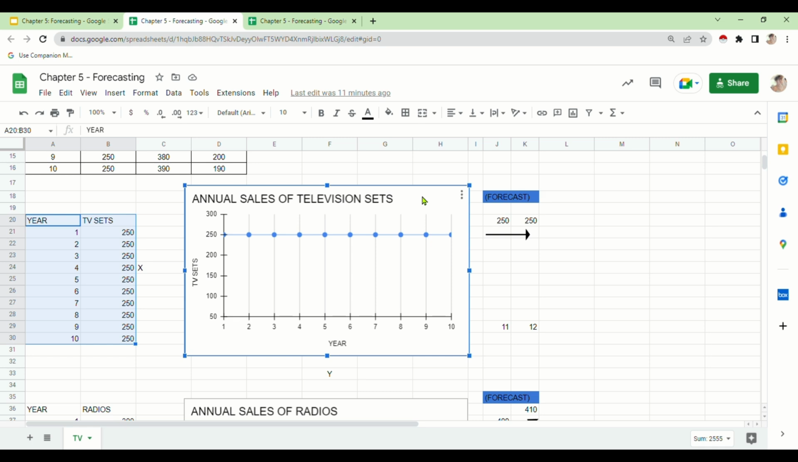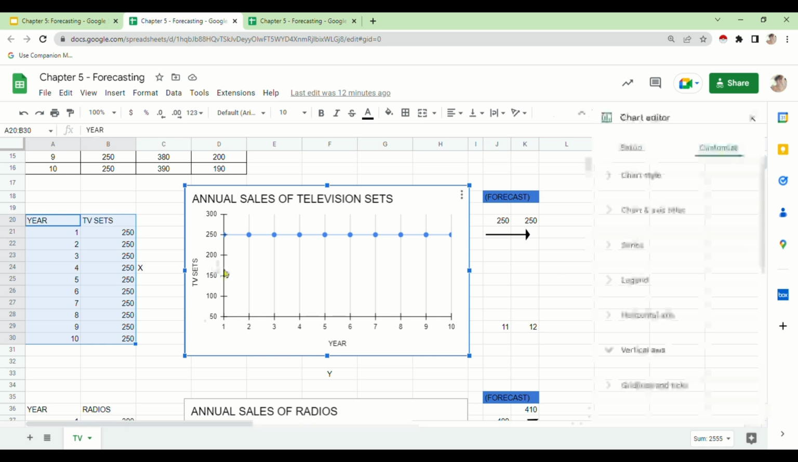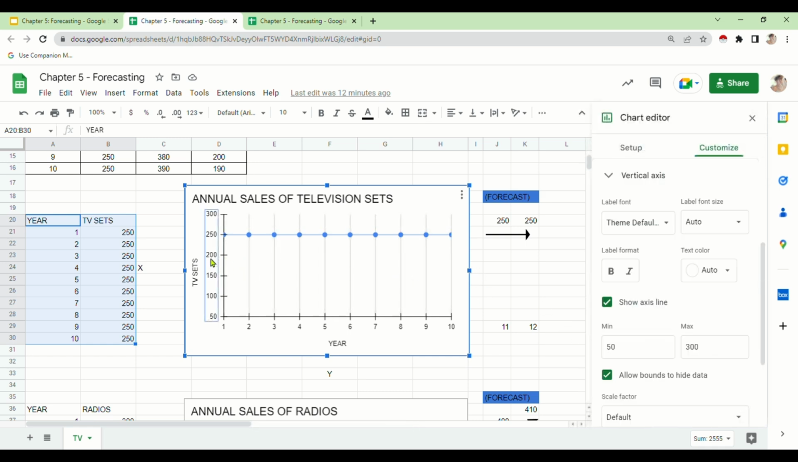So for the first example, let's have the TV sets. In the x-axis is the annual sales of the TV sets, while in the y-axis is the year or time. So you can edit the minimum and the maximum data for the x-axis. So we have the minimum of 50, maximum of 300 with a step value of 50.